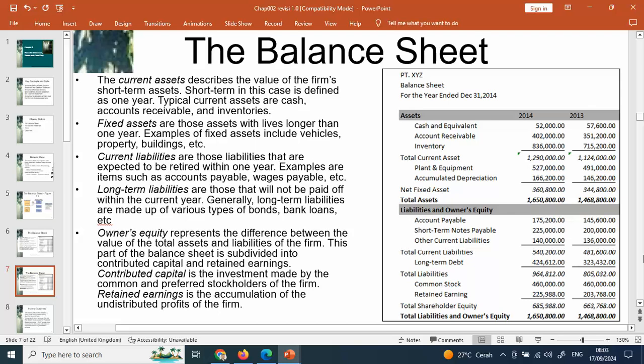Contributed capital is the investment made by the common stocks. So you have an IPO, you get money. Retained earnings, the accumulation of the undistributed profit of the firm. So the profit of the firm is distributed to the shareholders as a dividend. You buy stocks, you get dividends. The bank pays dividends. Distributed profit. Undistributed profit goes to the retained earnings in the balance sheet.